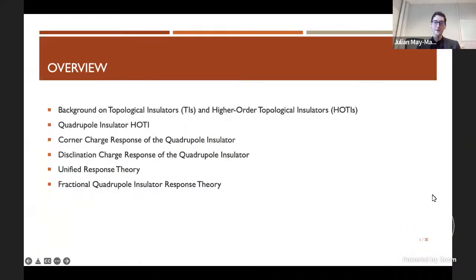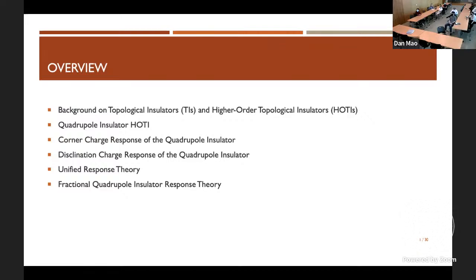All right, so to give you an overview of what I'll be talking about today, I'm going to start off by giving you some necessary background on both normal topological insulators, as well as the newly discovered higher order topological insulators. After which, I'm going to go into more detail on one specific model of a higher order topological insulator known as the quadrupole insulator in 2 dimensions. Following which, I'll be going over a field theory description of 2 important responses of the quadrupole insulator. First, the corner charge response, and then second, the disclination charge response. Following which, I'll be giving a unified description of both responses in terms of one theory.